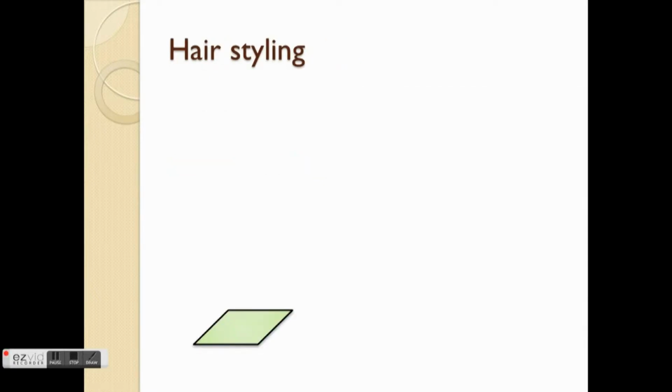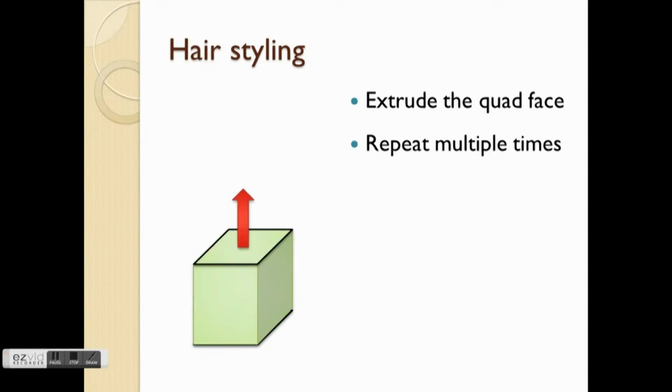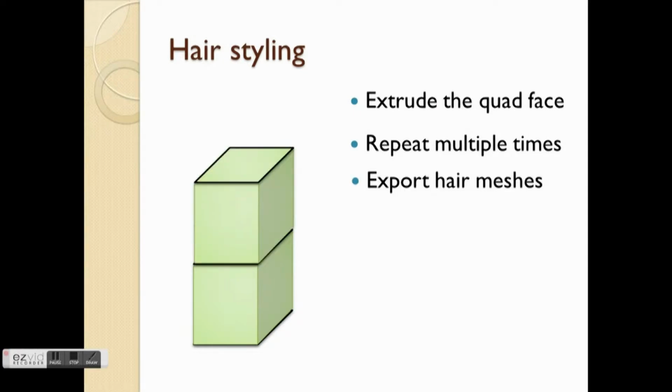And we start from hairstyling. We can start from a quad face, which could be a quad face on the scalp of our head model. Then we extrude the quad face to create a cuboid. Then we can repeat this process multiple times. Then we create a volume of our hair mesh. Now we can duplicate this volume a number of times, or we can create more volumes of the hair mesh.